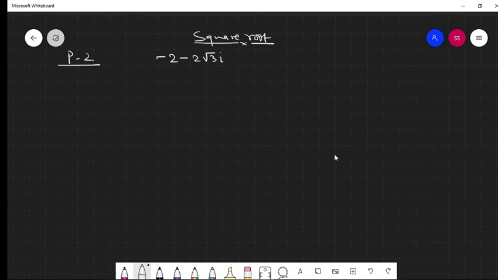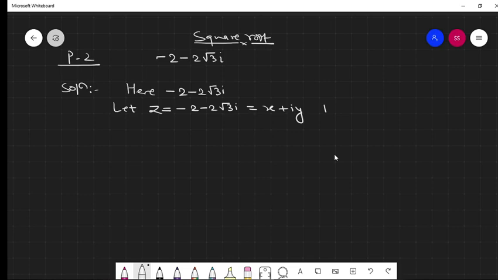And solution. Here firstly we have been given minus 2 root 3 i. Suppose let z equal minus 2 root 3 i, equal x plus iy, then x equals 0 and y equals minus 2 root 3.